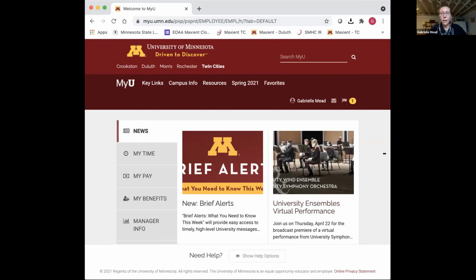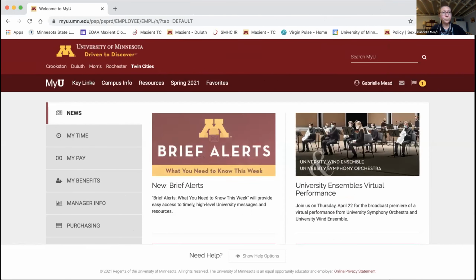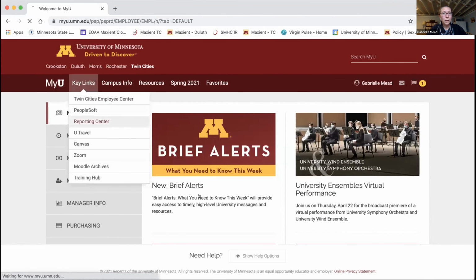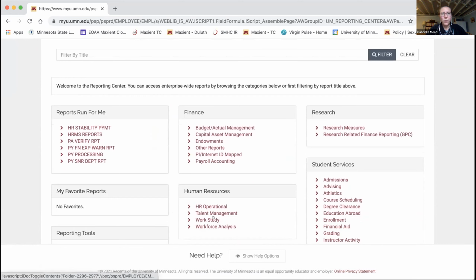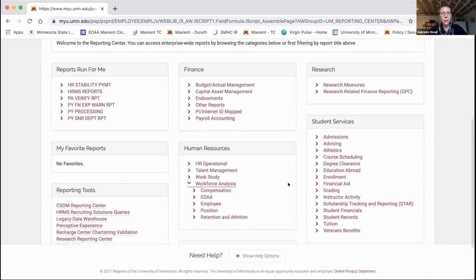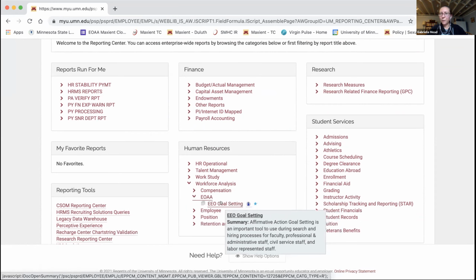So I'm going to share my screen again and show you another page and take you to MyU. Under MyU, if you go to the reporting center, and not all of you may have access to this, it's private data, and so there are restrictions. I'm going to show you some pretty high level stuff, so I think it'll be okay for the presentation. You go to the Human Resources section, Workforce Analysis, and go to EOAA, and there you see the EOAA Goal Setting Tool.